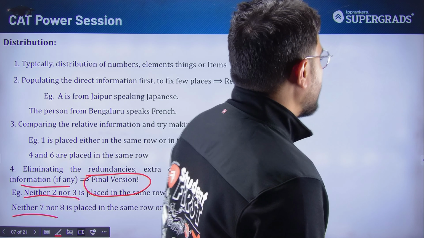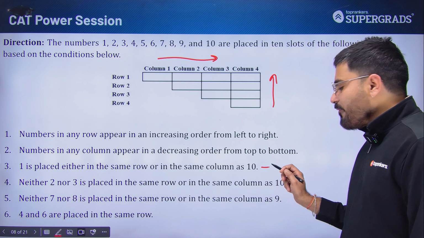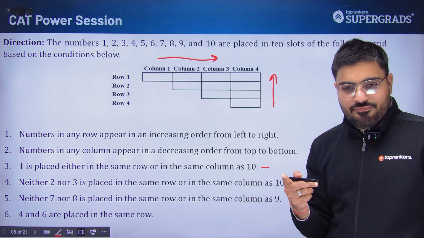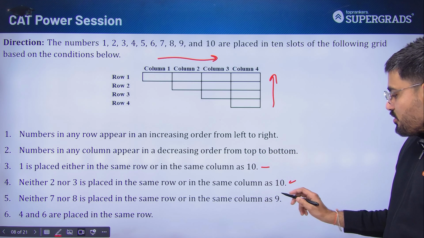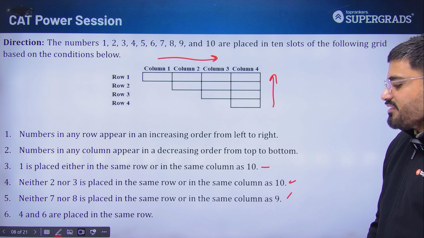One is placed either in the same row or in the same column as 10. What type of information is this? This is dependent information. Neither 2 nor 3 is placed in the same row or in the same column. This is negative information. Neither 7 nor 8 is placed in the same row or in the same column. This is also negative information. 4 and 6 are placed in the same row. This is dependent information. So here is a pool of dependent as well as negative information. What to do? First of all, let's try and make the cases, because directly something is not given. If directly something is not given, we will start with the formation of cases.